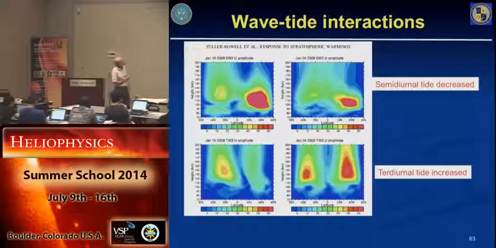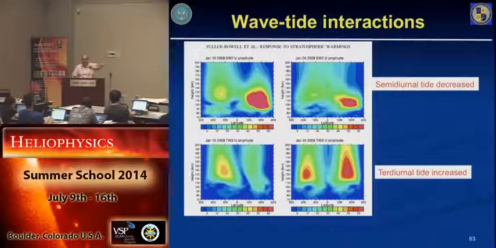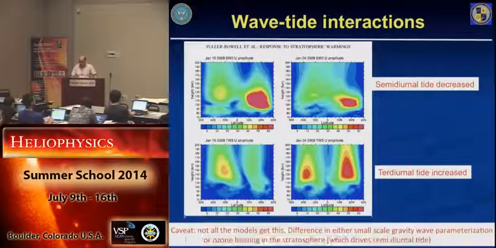So what he shows is the semi-diurnal tide amplitude decreasing during a warming. This is a terdiurnal tide, 3 per day. That seems to be dramatically increasing. Not every model gets this, but they get something. They get some tidal interactions with the warming. So that seems to be the area of nonlinear interactions between a planetary wave and a tide in the mesosphere, and then the tides can propagate up into the thermosphere, even if the planetary waves themselves can't.